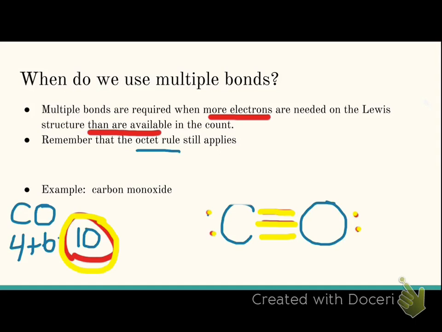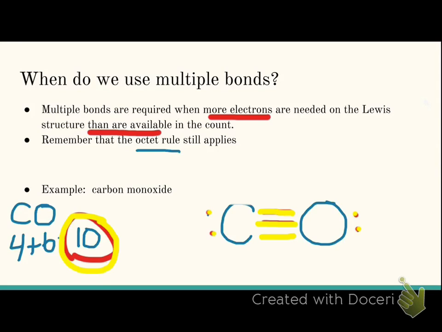So what this allows you to do is keep that octet, because remember, you still have to have an octet. So now my oxygen is sharing 6 electrons with the carbon, and then each of them has a lone pair. So 6 of their electrons are shared, and then they have a lone pair to give each of them 8.